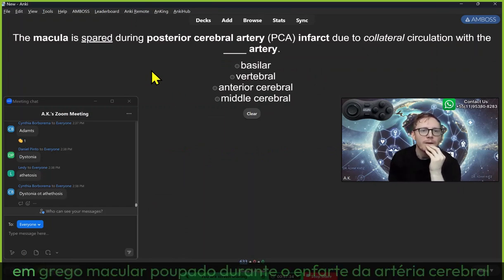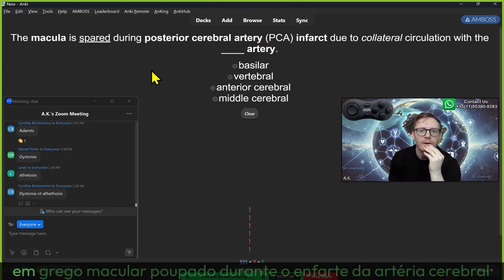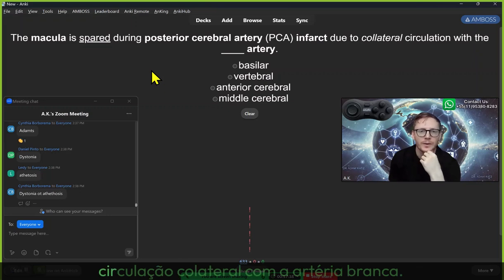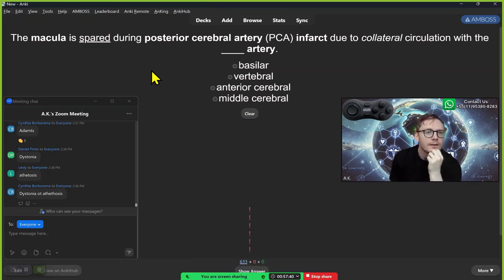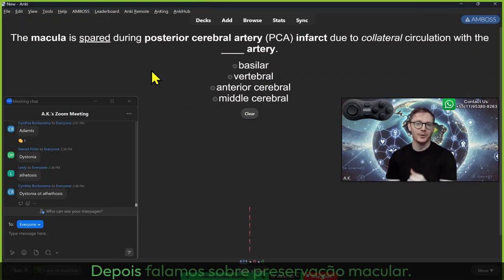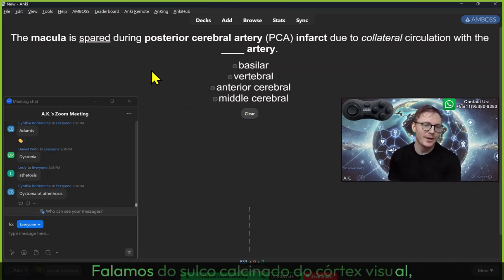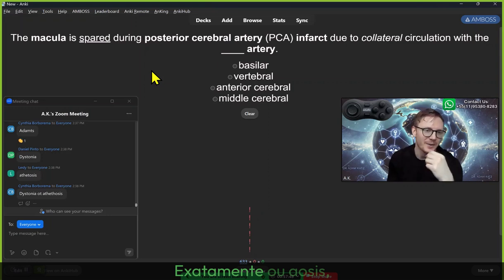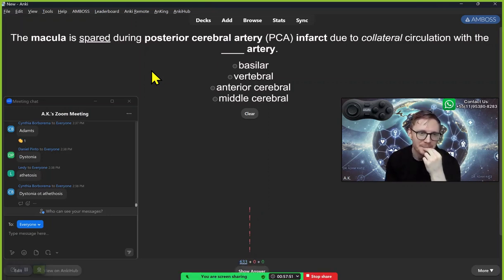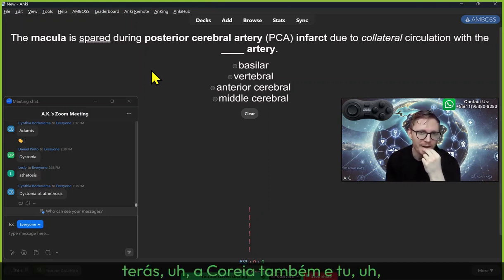Macula is spared during posterior cerebral artery infarct due to collateral circulation with the blank artery. So we talked about macular sparing. We talked about the calcarine sulcus of the visual cortex. Dystonia, exactly, or athetosis. You get chorea as well.